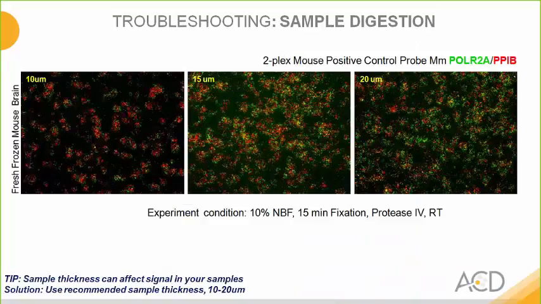Also taking a look at sample digestion is sample thickness. For sample thickness, we do recommend for fresh frozen tissues between 10 to 20 microns. You can see across the images that as you increase the sample thickness, the intensity of the staining also increases. Normally we do recommend, and where most customers sit, is between a thickness of 12 to 15 microns. For this experimental condition, the tissues are fixed at the standard conditions with 10% NBF for 15 minutes, then doing a protease 4 incubation at room temperature.